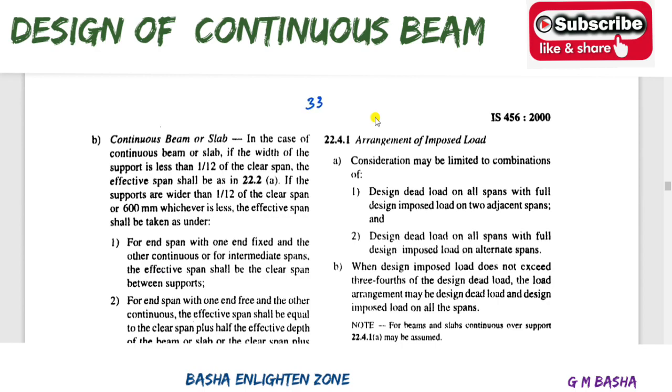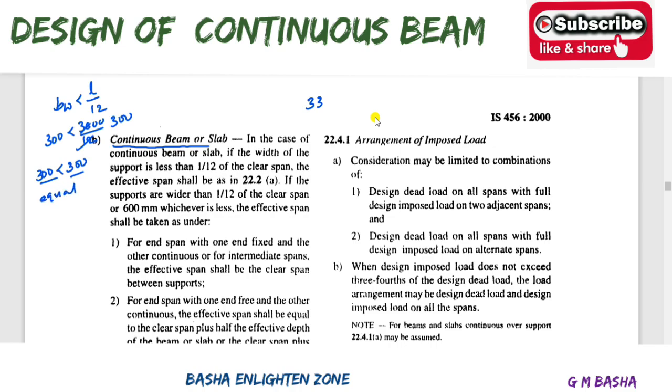So if you read continuous beam or slab, in the case of continuous beam or slab, if the width of the support is less than 1 by 12 of the clear span. Here, if the width of the support is less than 1 by 12, means L by 12. So width of the support is given as 300. Check here. L will be 3600 according to our question. How many times? 12, 3 times. Means if the width of the support will be less than, here it will be equal. Both will be equal. 300 and 300 will be equal here.